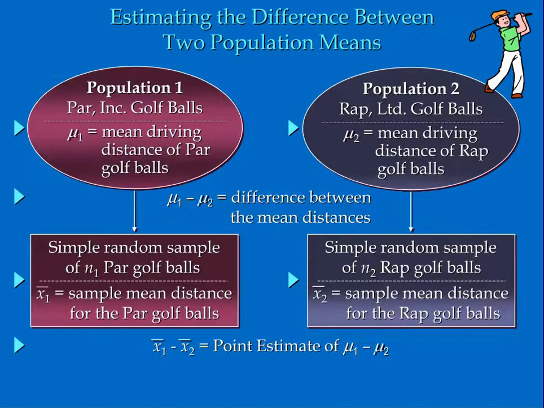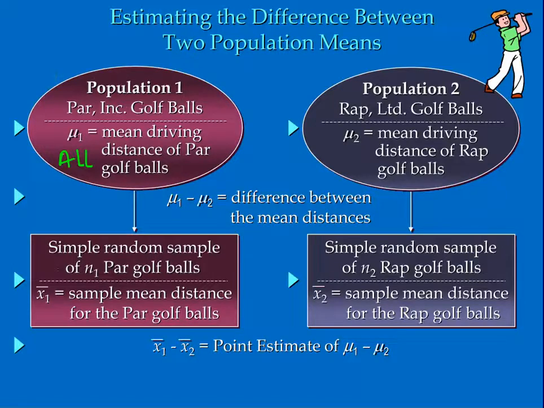So, population 1, the Power Inc. golf clubs, golf balls. mu1 is the mean driving distance for Power golf balls. Now, just a remark, all Power golf balls. Likewise, mu2 is the mean driving distance for all Wrap golf balls. Now, we took a random sample of n1, which was 120, and 80 for the other. I can't remember which was which. And we got a sample mean from those golf balls, a sample mean of those 120 golf balls.